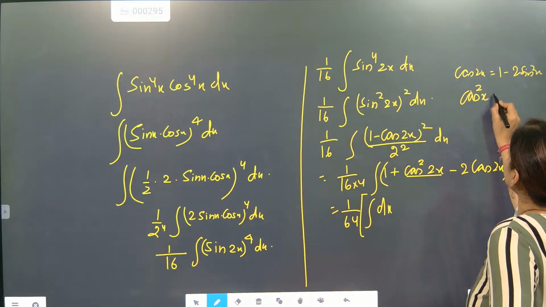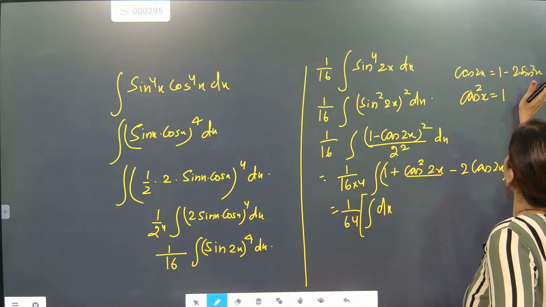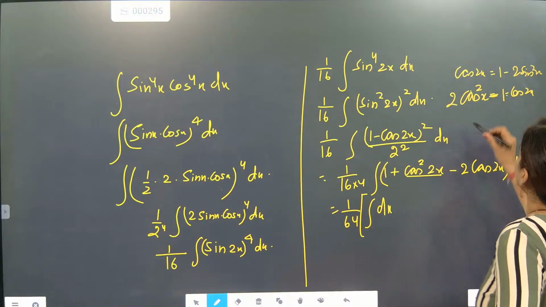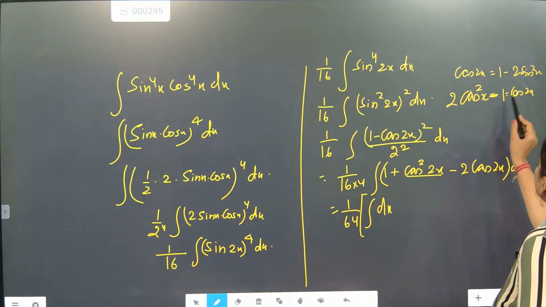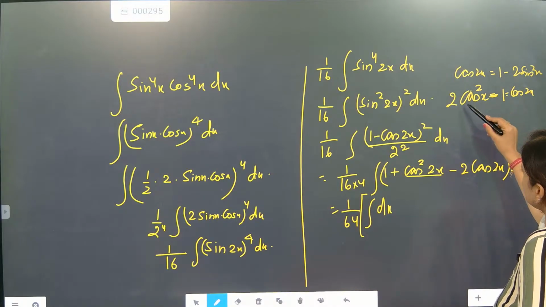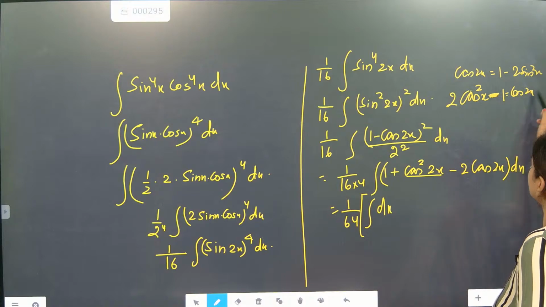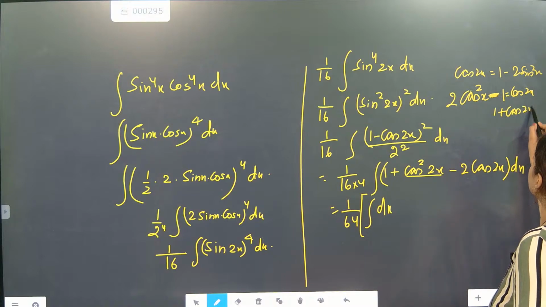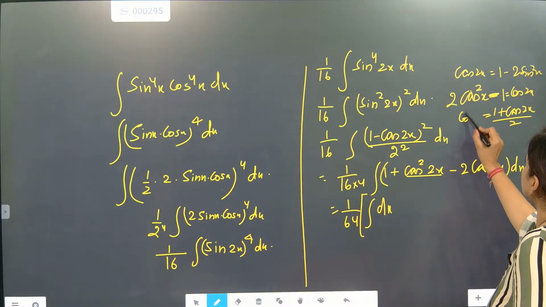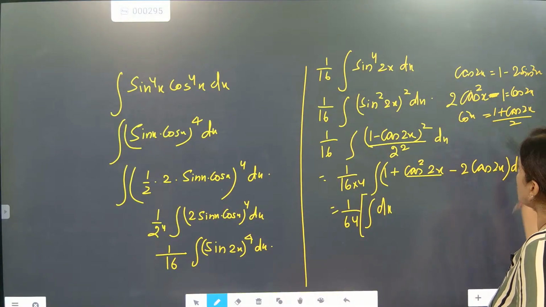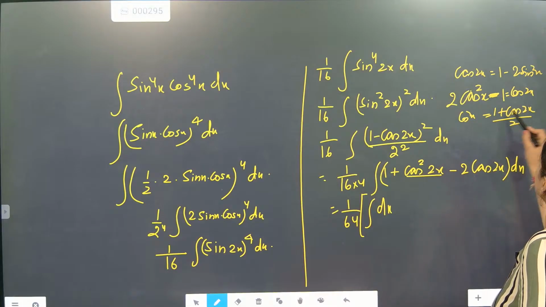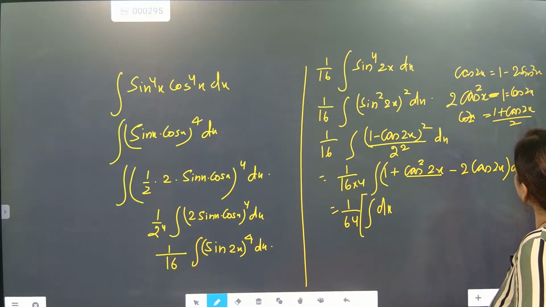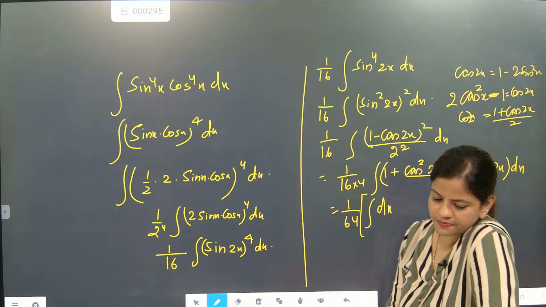Cos square x is (1 plus cos 2x) by 2. 2 cos square x minus 1 is cos 2x. Okay. Now here you shift this one this side. So it will become what? You said 2 cos square x minus 1 is cos 2x, so this one will shift. So it will become 1 plus cos 2x by 2 is cos square x. Okay. But here cos square 2x is there, so this will shift this side. So what will it become?